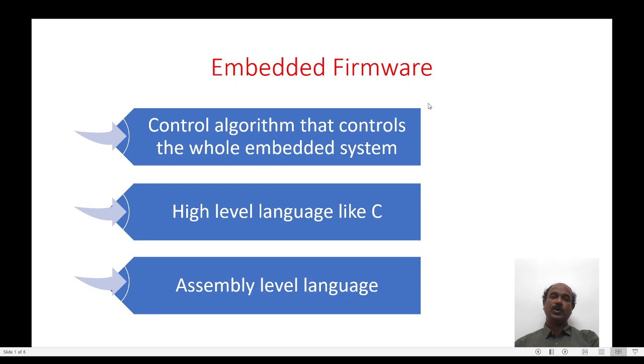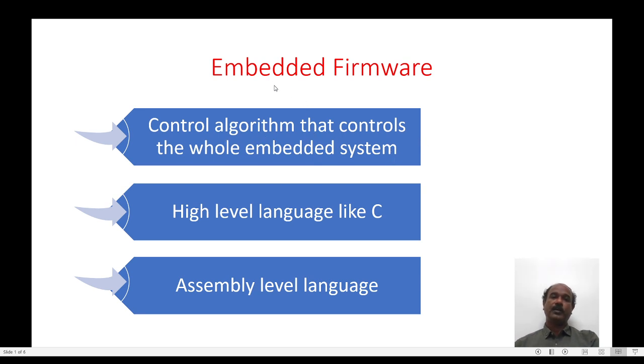As you all know, the embedded system will have a processor or a microcontroller. The embedded system will sense the inputs from the external world and it has to process the signals. For that processing, and also for controlling the other parts of the embedded system, we require what? A control algorithm. This program or the control algorithm which is going to be executed by the processor is called embedded firmware. Firmware means the software.